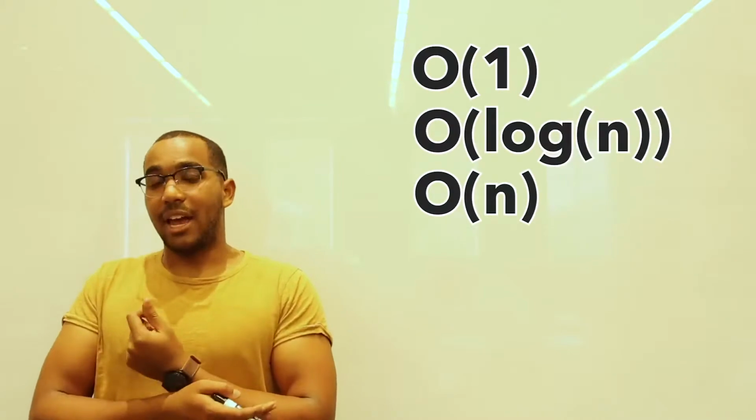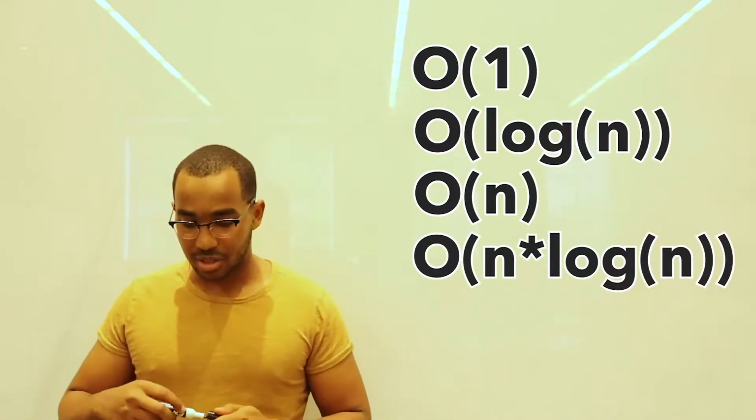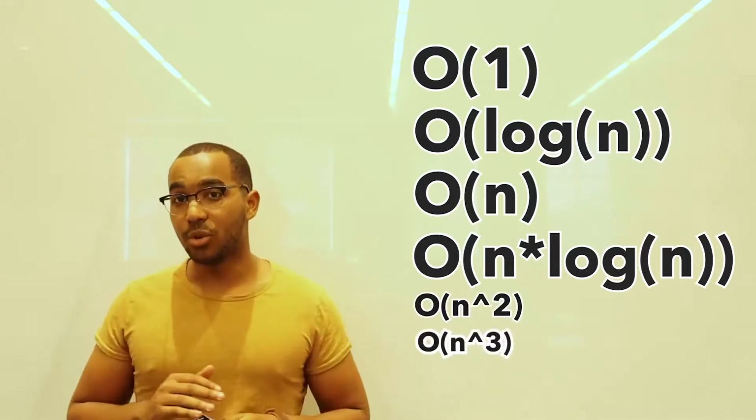So that is n log n, and what we're going to look at next is the time complexity of n squared, n cubed, that line of time complexities. That is what we have up next.